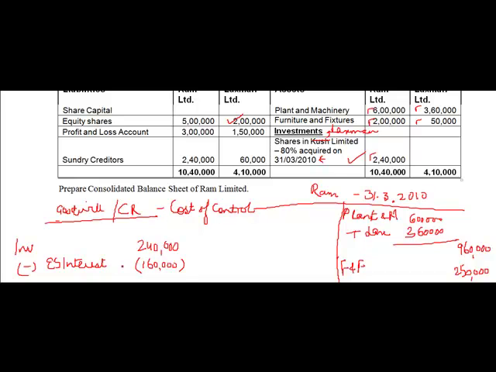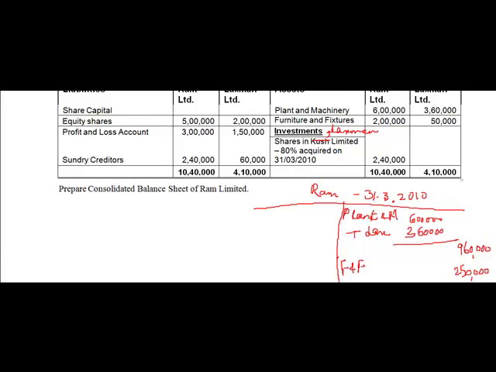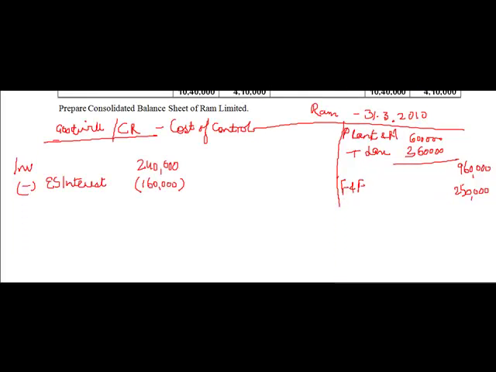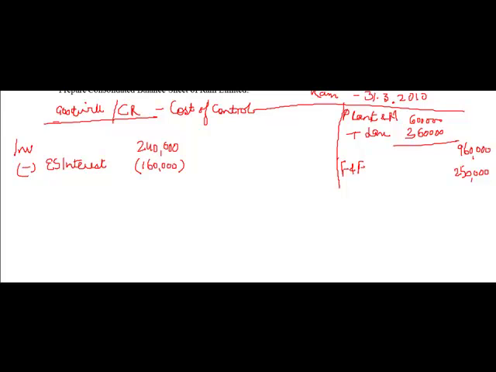What else did I get and how much? So accordingly, out of this 2 lakh, 80% is what I own. So who owns the balance 40%? The balance 40% is owned by the outsiders, and that is basically referred to as the minority interest. I also need to compute the minority interest.